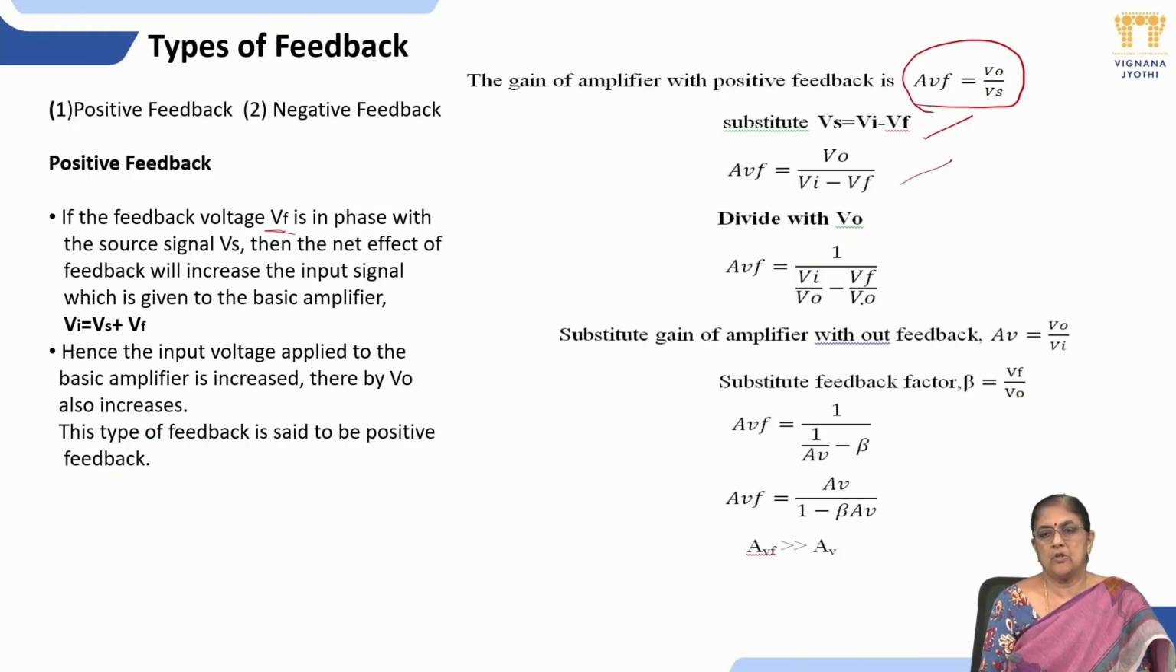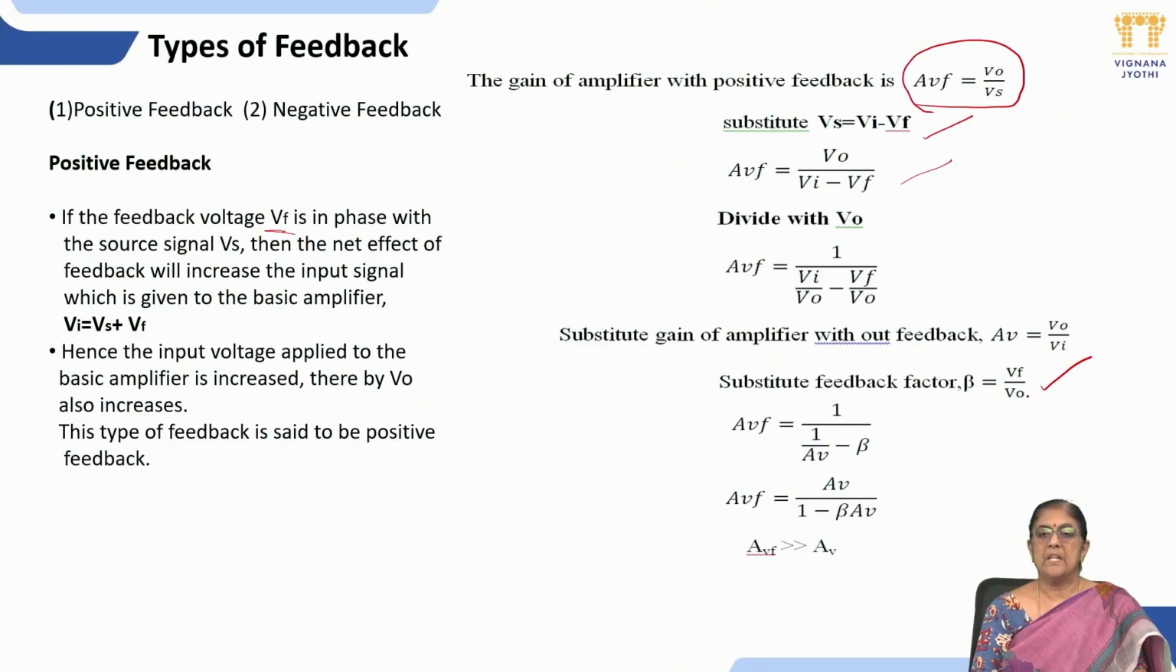What is Vi by V0? It is 1 by AV, because the gain of the amplifier without feedback, AV, is equal to V0 by Vi. Then substitute Vi by V0 is equal to 1 by AV. So what is the feedback factor? Feedback factor is the ratio of the output of the feedback network to the input of the feedback network. Therefore, beta is equal to Vf by V0.